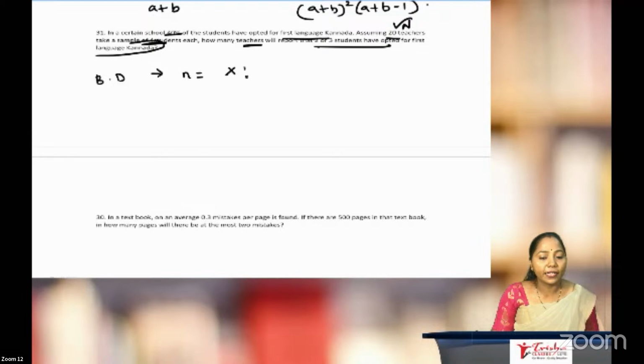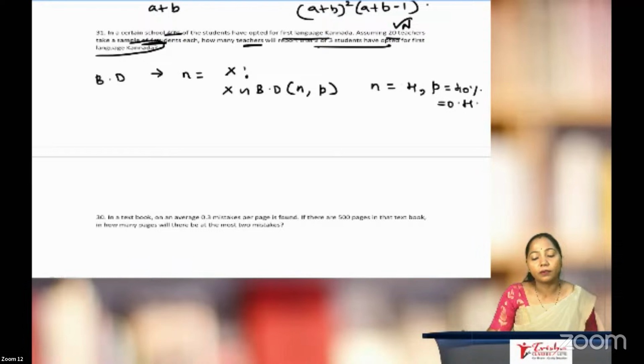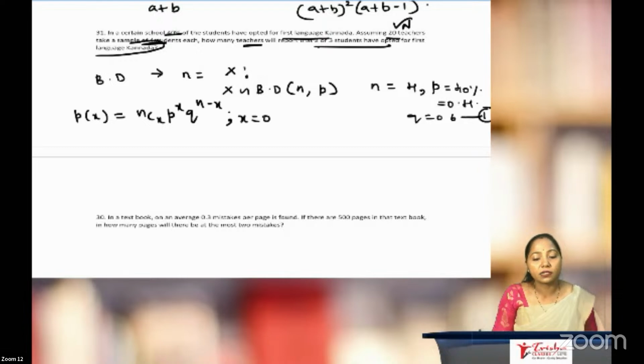I told you, define X. Name the distribution. This carries 1 mark, along with the parametric values given to us. In this case, how many students? 4 students are selected. P is the probability of students who have opted for first language Kannada, that is 40%, 0.4, and Q will be 0.6. So this carries 1 mark. Write the mass function P of X, that is NCX, P power X, Q power N minus X, along with the range 0, 1 to N. So this carries 1 mark.